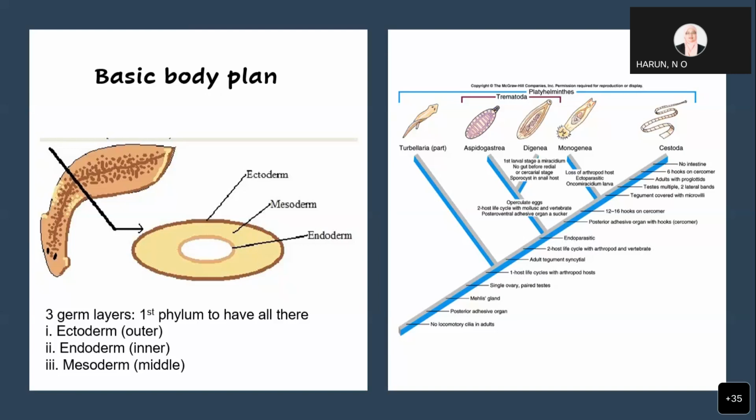So this is how it looks like. This is the characteristics that selalunya akan menjadi the main focus of the scientists untuk membezakan antara or group them into different phyla. Okay, and then for Phylum Platyhelminthes, this is the characteristic that been used, iaitu the first one adalah no locomotory cilia in adults, semuanya tak ada cilia. Okay, posterior adhesive organ dan juga dia ada Melis gland.